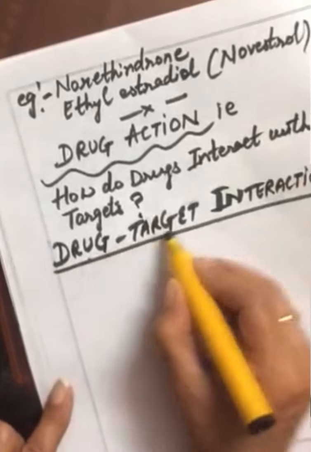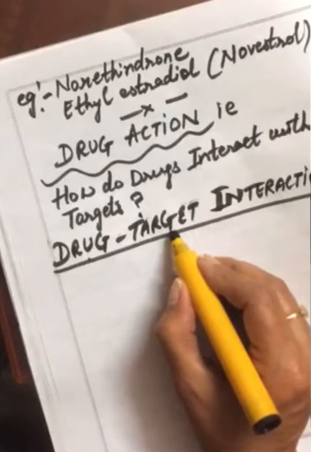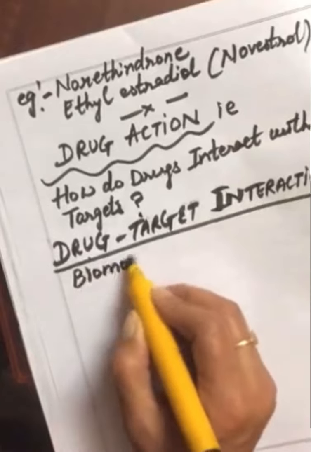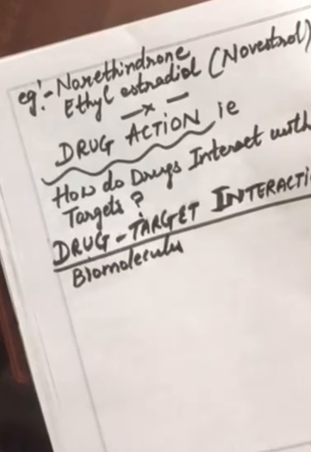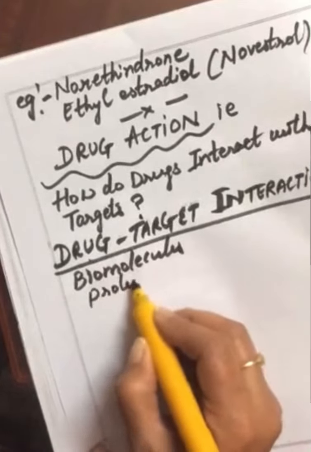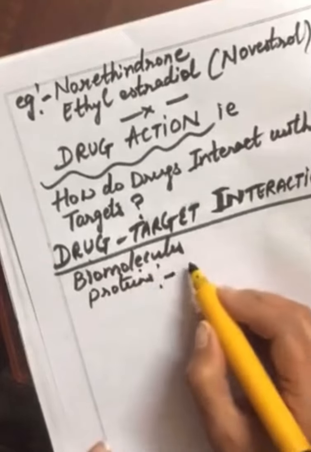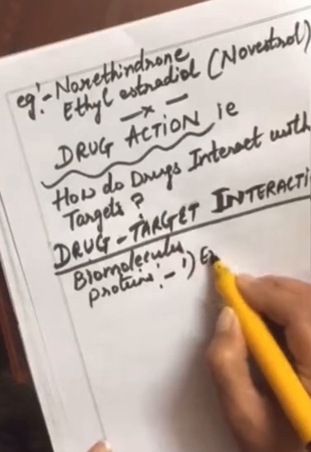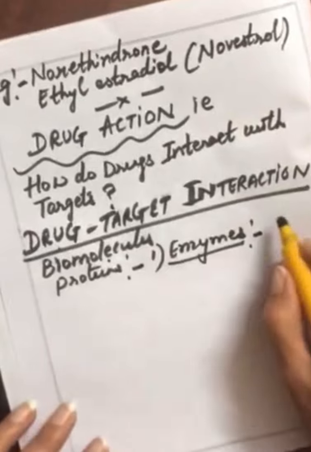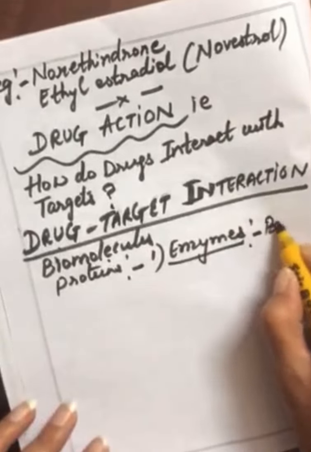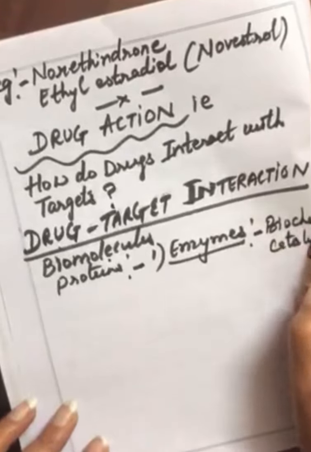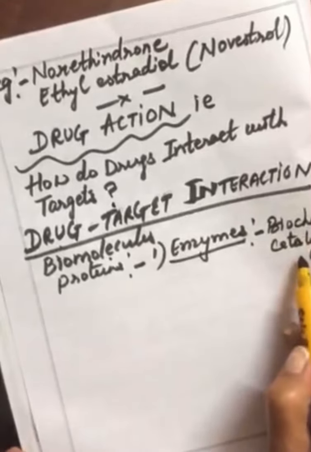That is, when drugs and biomolecules interact, what will happen? Biomolecules are the targets. And we know they perform different functions in our body, like proteins are of different types. One example of proteins I'm taking is enzymes. And I think most of you know, enzymes are biochemical catalysts. They catalyze the biochemical reactions.